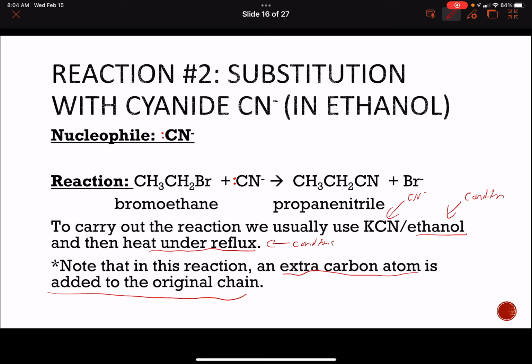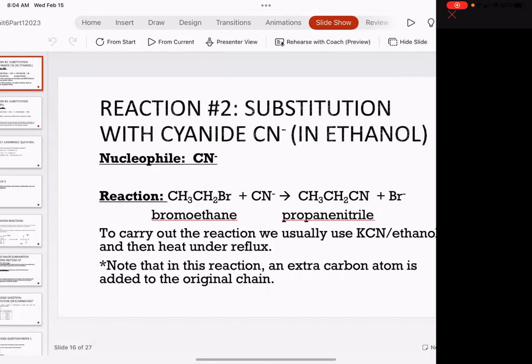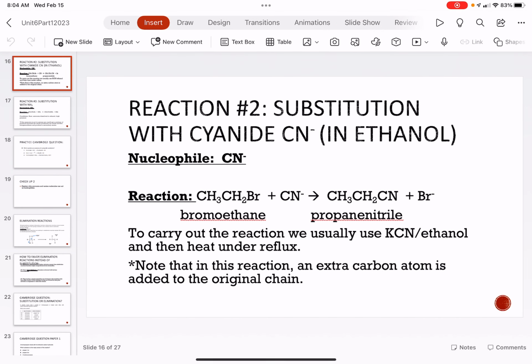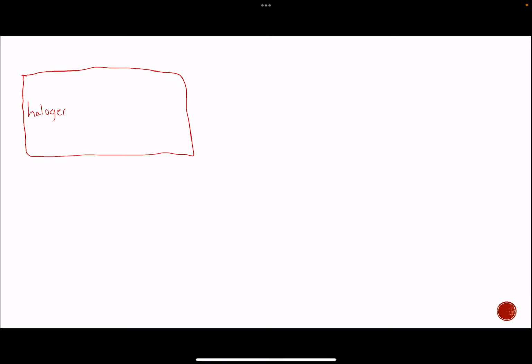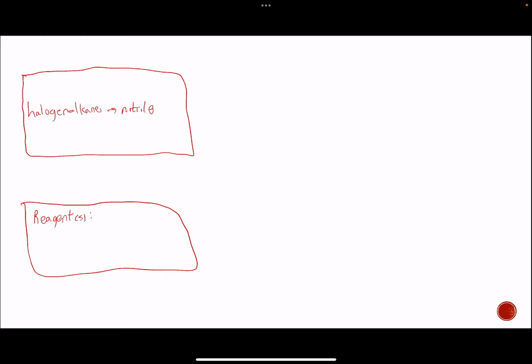One flashcard you should make, and I'm going to go ahead and insert another slide here, just to show you. So one flashcard you should make is halogenalkane to nitrile, the functional group transition. And then on the back, you want your reagents and conditions.